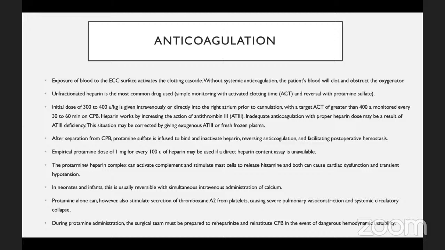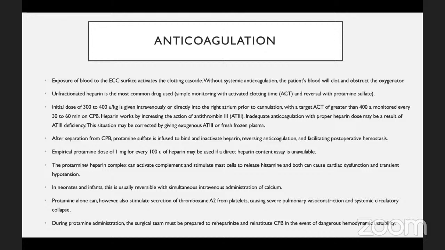After separation from cardiopulmonary bypass, protamine sulfate is infused to bind and inactivate heparin, reversing anticoagulation and facilitating postoperative hemostasis. The empirical dose for protamine is 1 milligram for every 100 units of heparin. The protamine-heparin complex can activate complement and stimulate mast cells to release histamine, and both can cause cardiac dysfunction and transient hypotension. This is the side effect of protamine infusion. In neonates and infants, this is usually reversible with simultaneous intravenous administration of calcium.